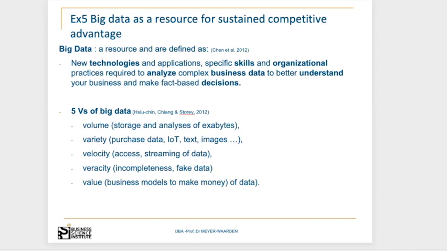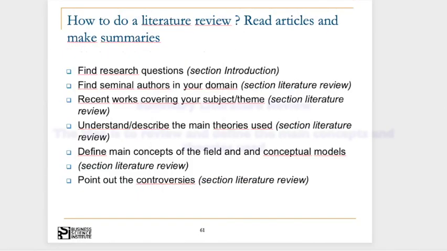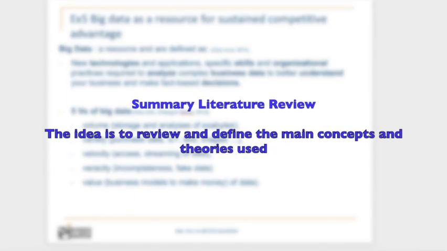Velocity, so it's quick access and streaming of data. Veracity, so the data might be incomplete or fake data. Better the data, the more it is based on veracity and complete and true data. And it should contribute to business value, make money. For example, Facebook has a business model based on the data by doing advertisement and by generating advertisement revenues or personalized advertising for brands which have brand communities on Facebook. So this is just some example without going too much in detail.